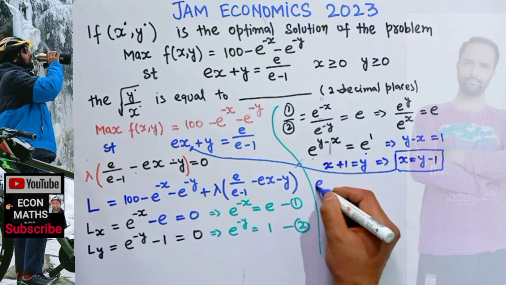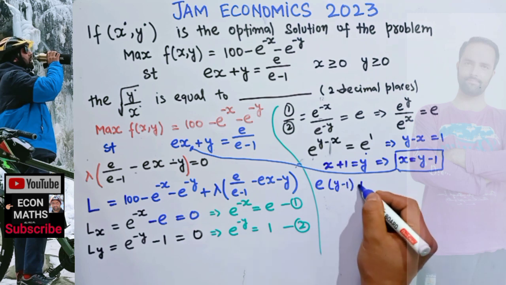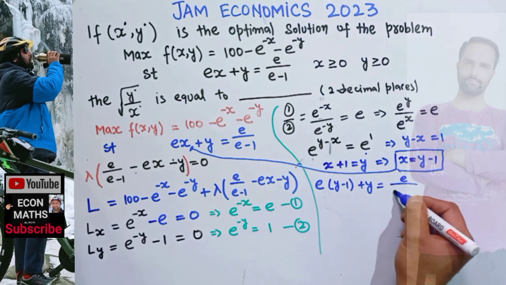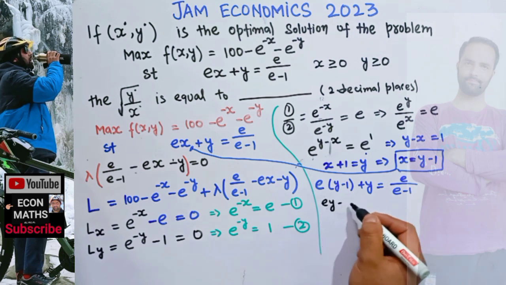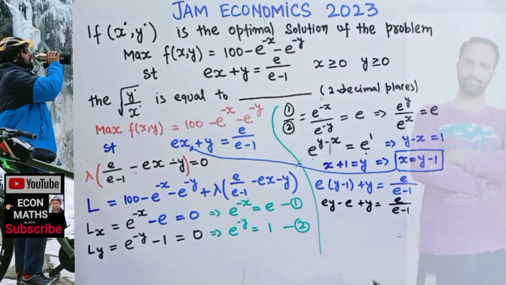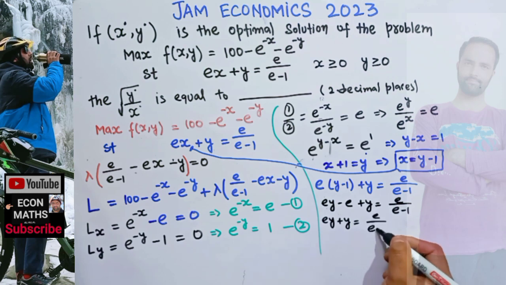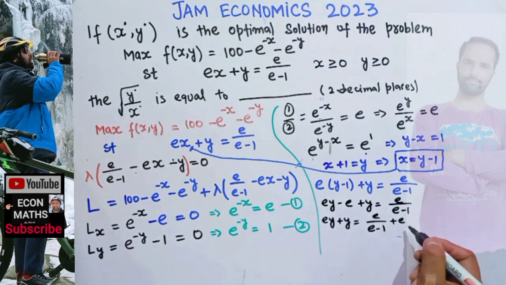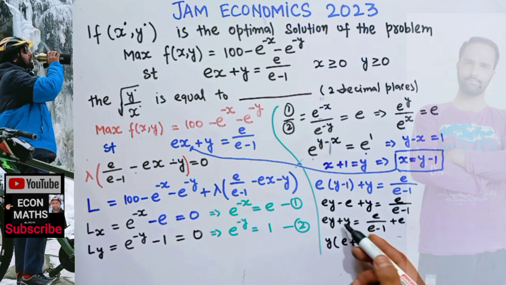So we have e in place of y, in place of x we have y minus 1 plus we have y should be equal to e upon e minus 1, or let's multiply here, we will get ey minus e plus y is equal to e upon e minus 1. So we have ey plus y is equal to e divided by e minus 1. Transposing this e, it will get added. Or we can take y common and we will be left with e plus 1 on the LHS here.